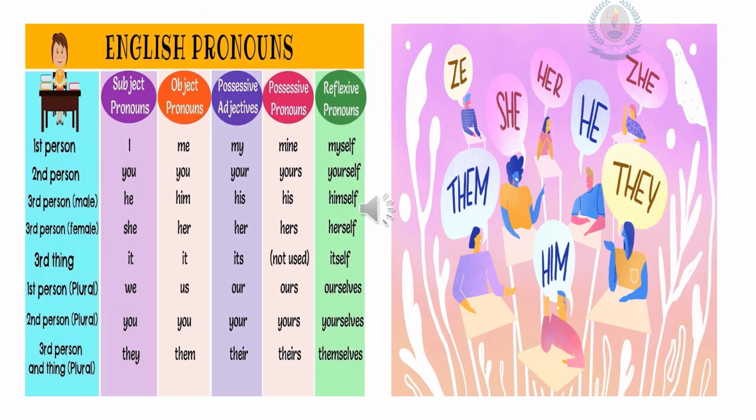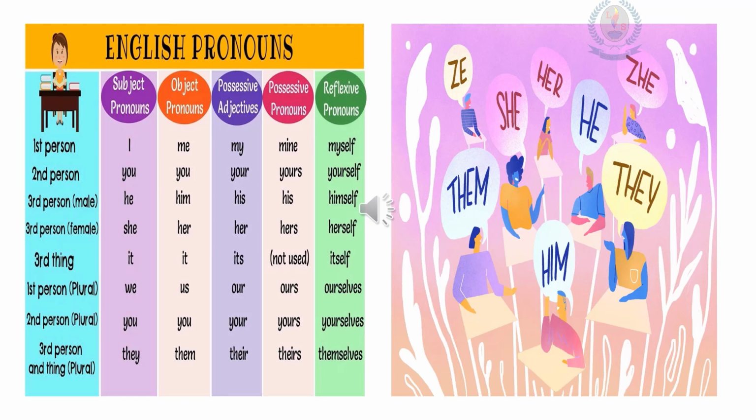Now let's see some more pronouns. Here you have 5 columns: subject pronouns, object pronouns, possessive adjectives, possessive pronouns, and reflexive pronouns. In the first person you have I, me, my, mine, myself. Second person: you, your, yours, yourself. Third person: he, him, his, himself.